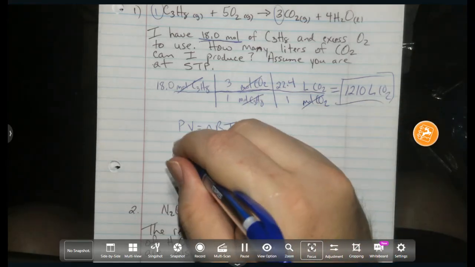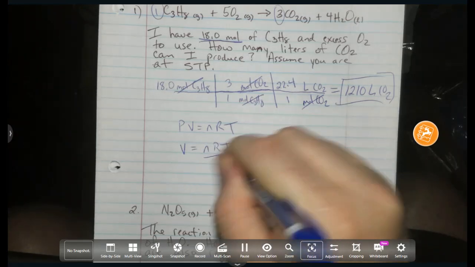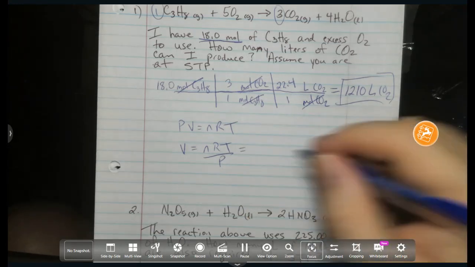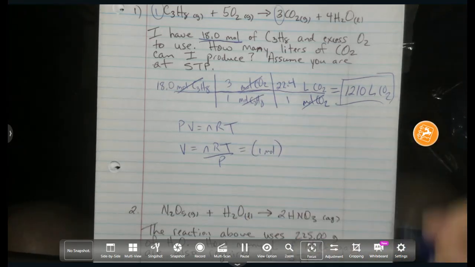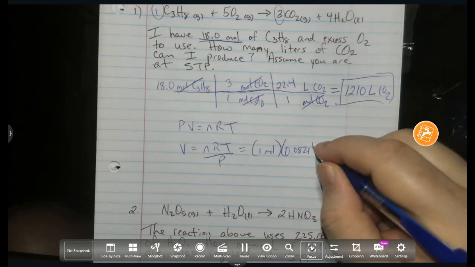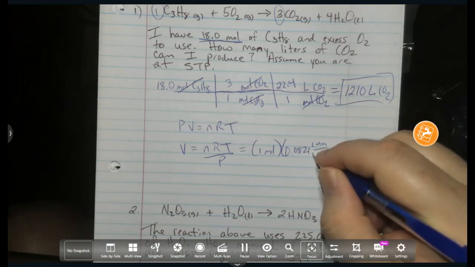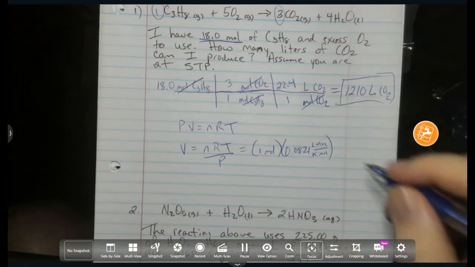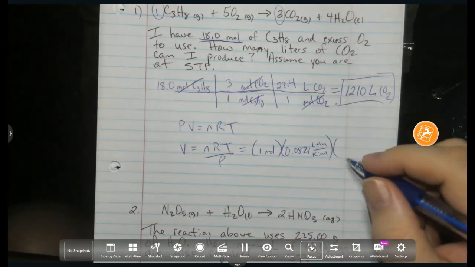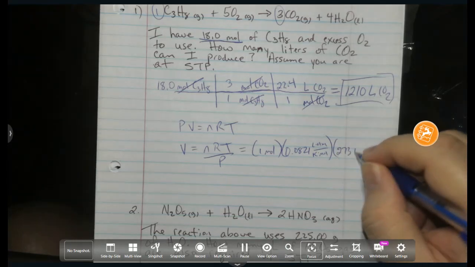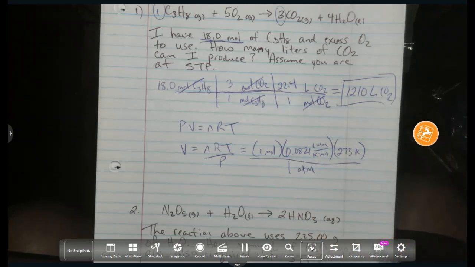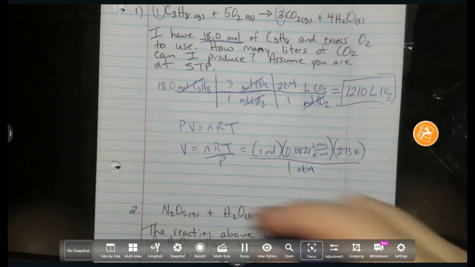So we've learned that we can rewrite this as nRT over P. And if we simply plug in, what if we only had 1 mole of any gas? And let's choose the 0.0821 R value that has the atmospheres in it. And now standard temperature, that's important, remember we are at STP. Standard temperature is 0 Celsius, which is 273 Kelvin. And standard pressure is atmospheric, which is very easy if we use 1 atmosphere. That's why I chose that R value.